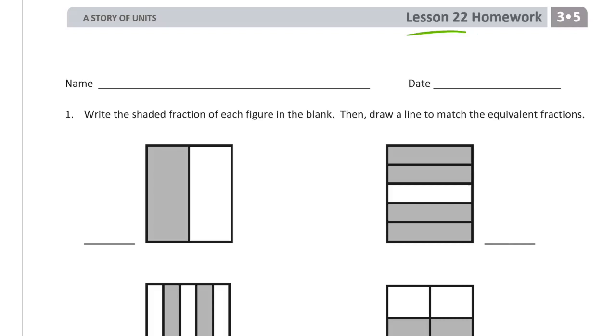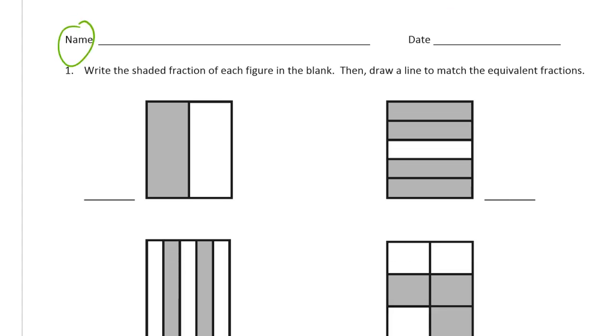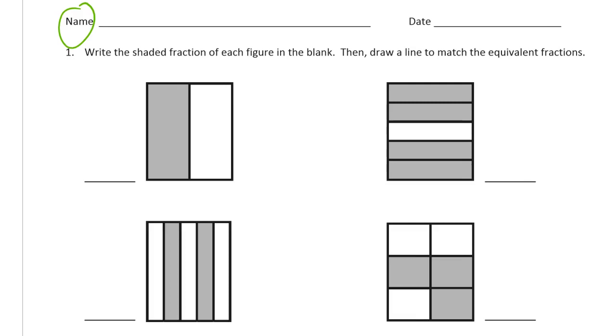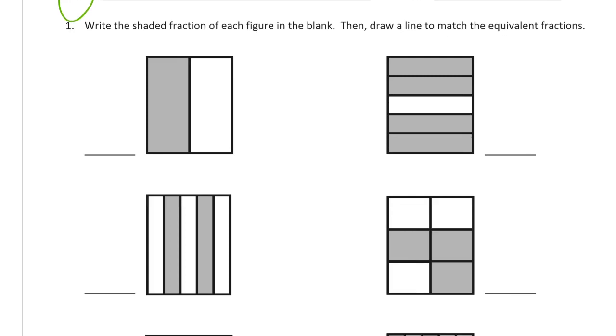Welcome to the homework for lesson 22. This is module 5 of grade 3. Write your name here first, please. And we're writing the shaded fraction of each figure in the blank space next to the figure. Then draw a line to match the equivalent fractions.